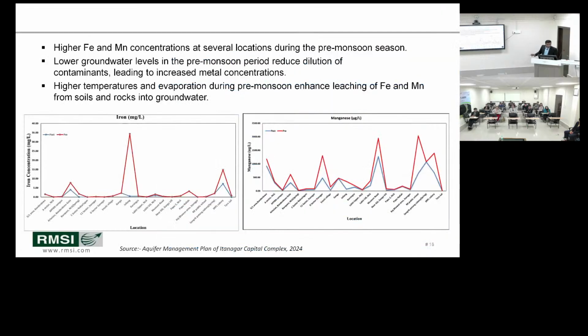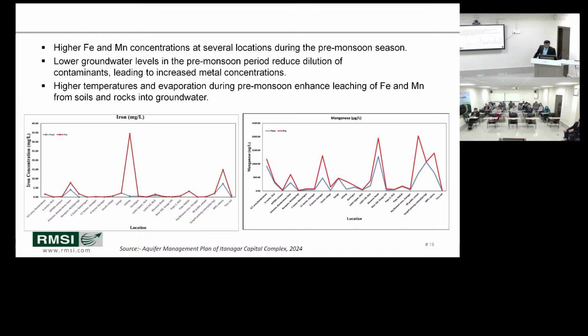If you see the time series plot of iron and manganese, in pre-monsoon the iron content was highest, and in post-monsoon there is a lot of dilution, so based on that they reduced. And you can see what the locations are. Is it visible? I think I made it very short.